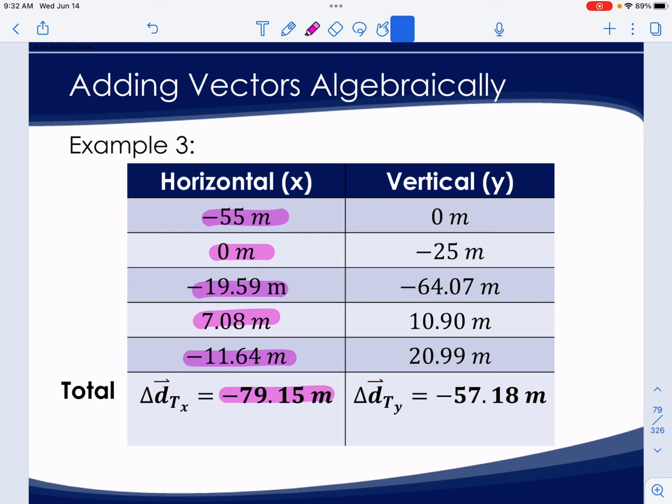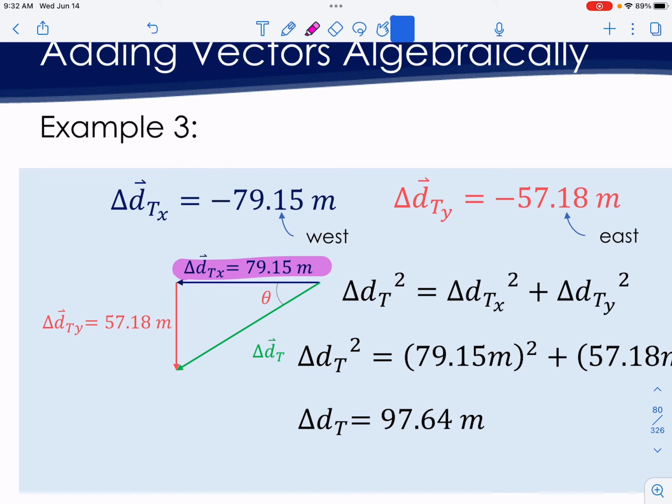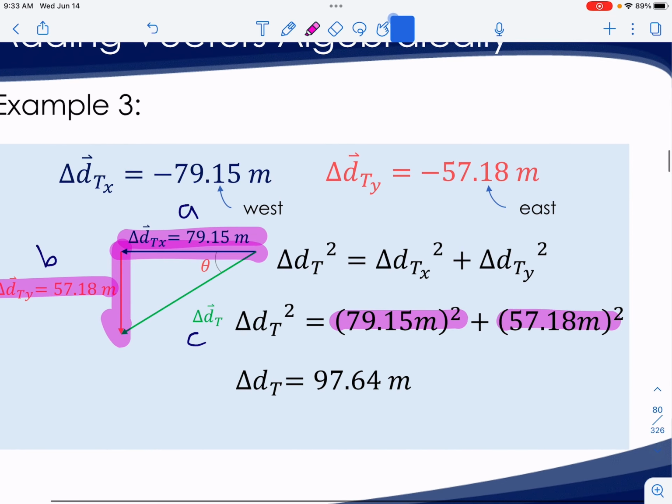So it's going west 79.15 meters. And in the vertical direction, you add all these up, and you get negative 57.18. So it's going south 57.18 meters. So now you can put those together, west and south. So it's going this way, and you can get the resultant vector. So here we have, this could be our A, this could be our B, and this could be our C. So we have 79.15 meters squared plus 57.18 meters squared equals C squared. You do the math on that and take the square root, and you're going to get 97.64.